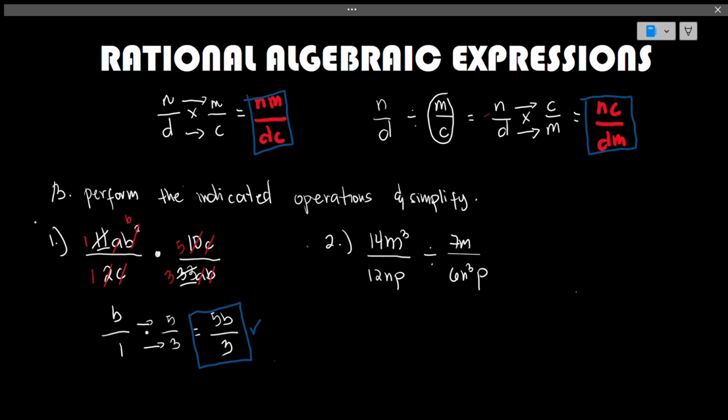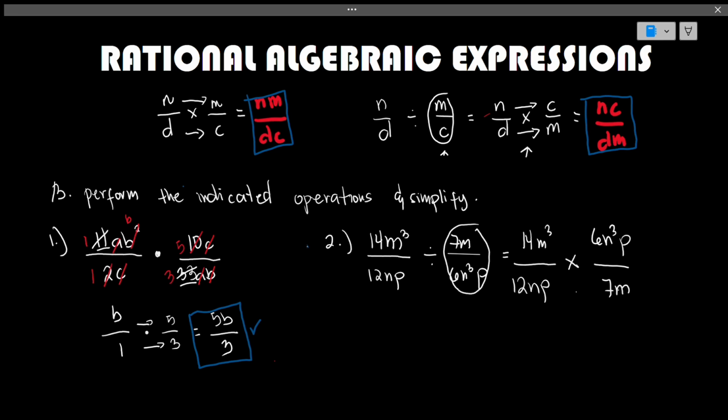For example number 2, just like what I mentioned earlier, there's a need for us to get the reciprocal of the second fraction so that we can convert our operation into multiplication. The first thing that we need to do here is to get the reciprocal of the second fraction, and we can now convert the operation into multiplication. So we just rewrite this 14m cubed all over 12nt. We convert our operation into multiplication times 6n cubed p all over 7n.